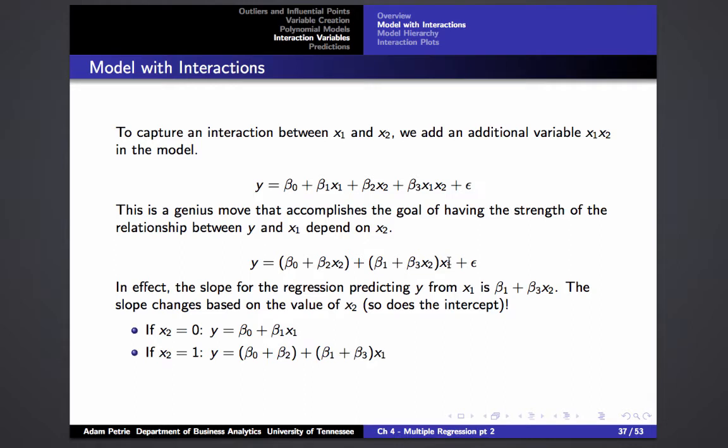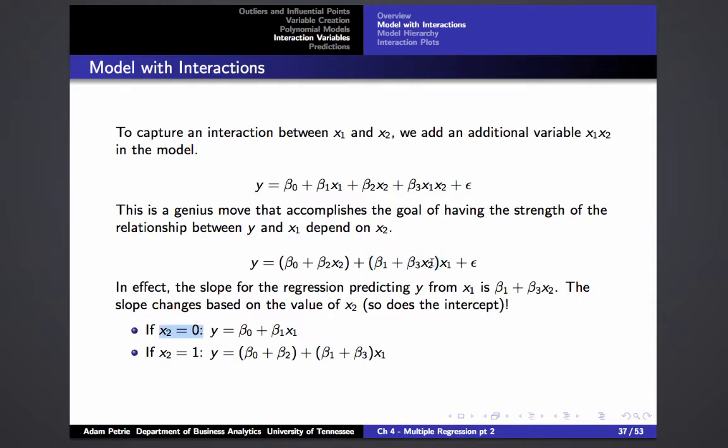So if I look at this equation, my multiple regression equation just written a slightly different way, I see now that the slope of the regression relating y and x1 actually depends on the value of x2. That slope is going to get bigger or smaller depending on x2. So for instance, let's imagine that x2 is equal to 0.